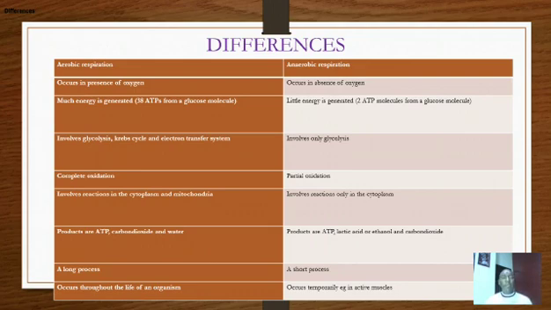Aerobic respiration, where does it occur? It involves mainly the cytoplasm and the mitochondria. While anaerobic, because there is no Krebs cycle, there is no ETS that occurs in the mitochondria. That means anaerobic occurs only in the cytoplasm. Aerobic is longer, anaerobic is shorter. Aerobic occurs throughout the life of the organism, anaerobic only temporarily, and other differences, just like we are noting there.